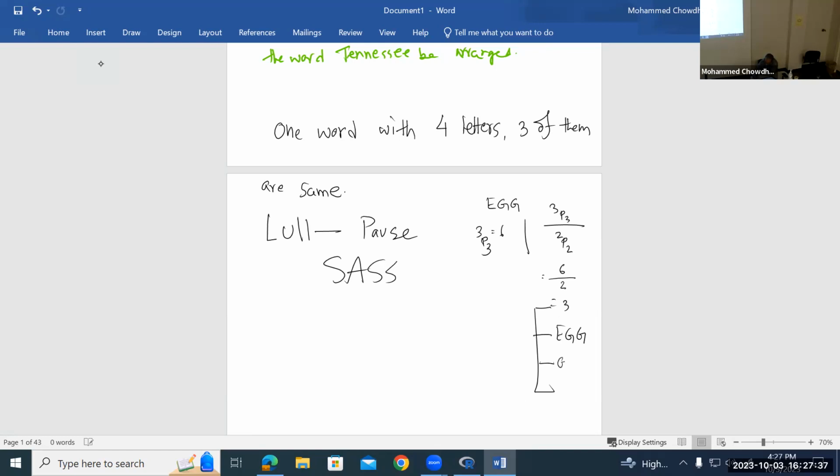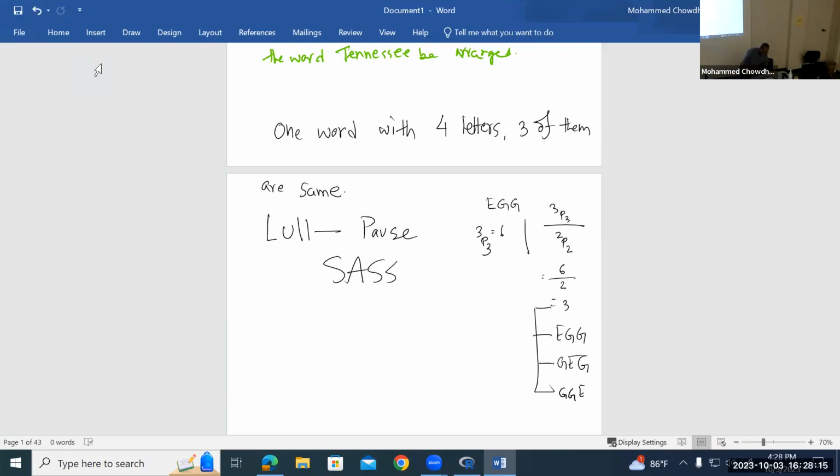EGG, GEG, GGE. That is the mathematical formula. How many distinct ways? Understand? 3 permute 3 means 3 letters can be arranged among themselves by 3 permute 3. How many distinct ways? 3 permute 3 divided by 2 permute 2. Clear, right? Okay.